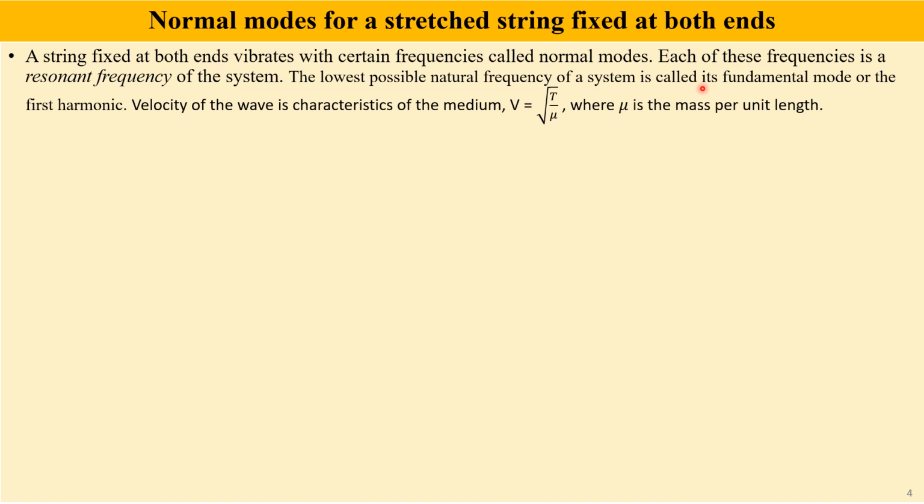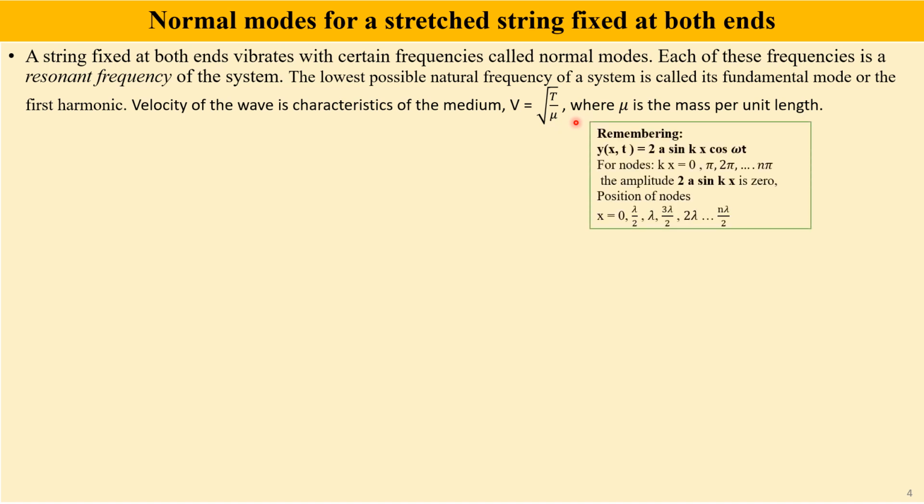The velocity of the wave is a characteristic of the medium, which is given by the relation v is equal to square root of T by mu, where v is the velocity, T is the tension, and mu is the mass per unit length of the string. Let us recall what we have studied in the previous slide.